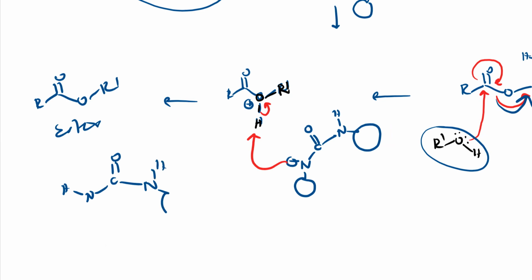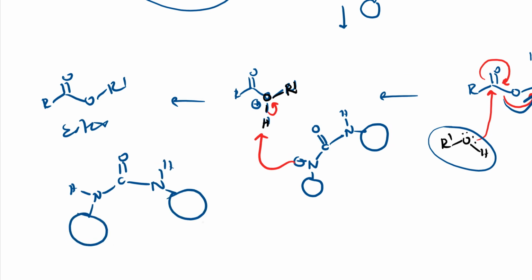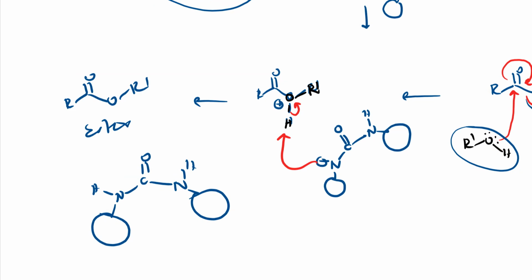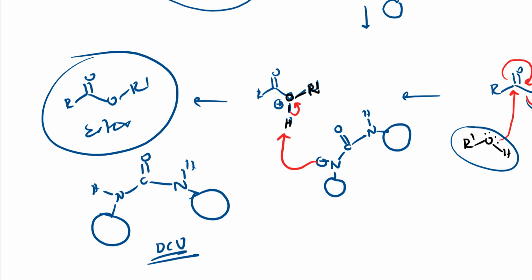Here is a cyclohexane ring, and here also a cyclohexane ring. So it is nothing but this I have told, right? So this is dicyclohexyl urea, DCU I can write, dicyclohexyl urea. So I got this ester, right? I hope you understood the mechanism. So that is the first application and reaction we have studied of this DCC, and also how it helps, right?